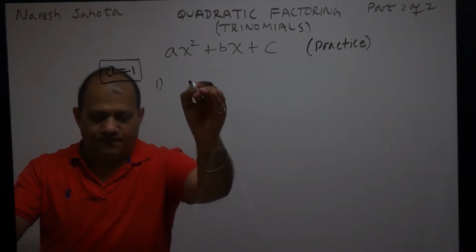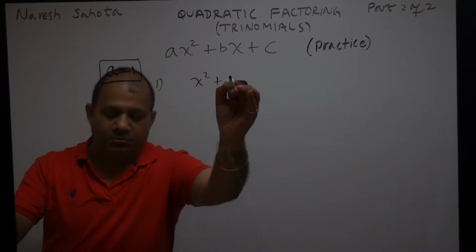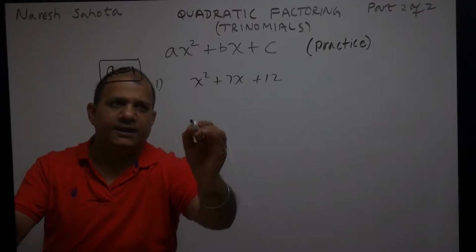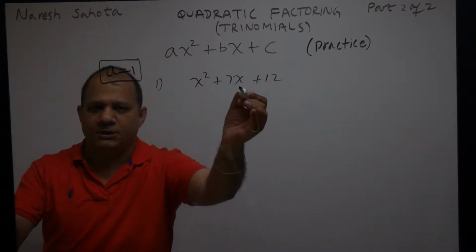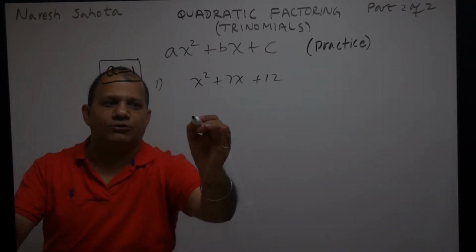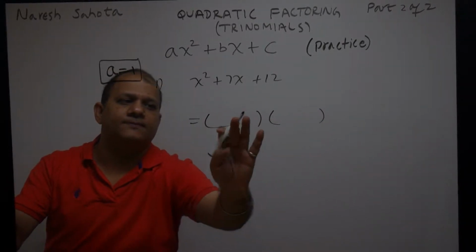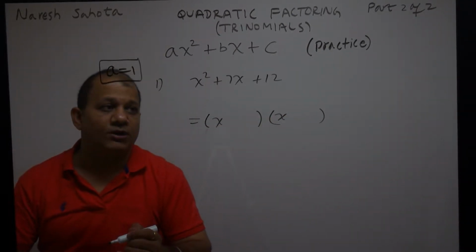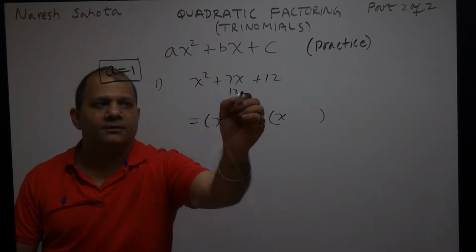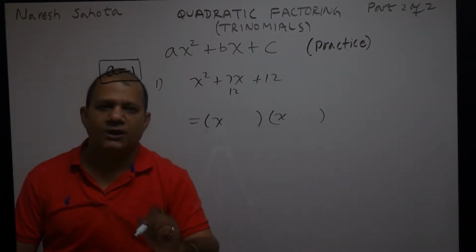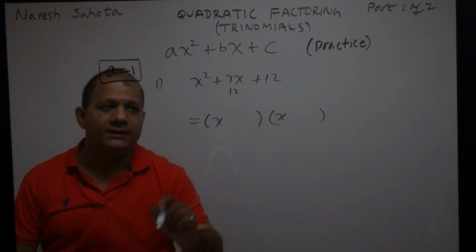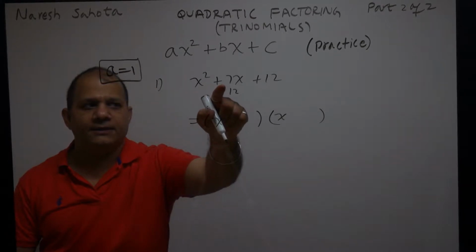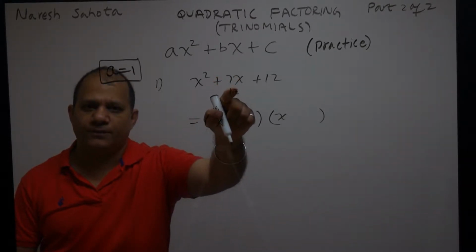So example 1, we are given x squared plus 7x plus 12. So factor this. First recognize that it is a trinomial, ax squared plus bx plus c format. So it's quadratic. We make two sets of brackets and we put x and x as the first term in each bracket. Now copy the last term, which is 12. Now we want to find two numbers that multiply to give us 12, and when we add those two numbers we want to get the coefficient of the middle term, right?